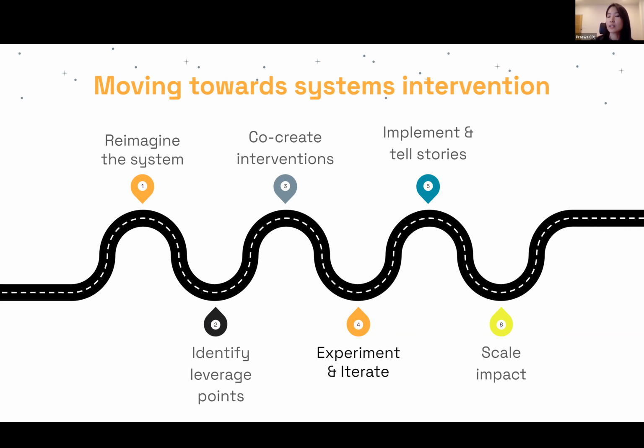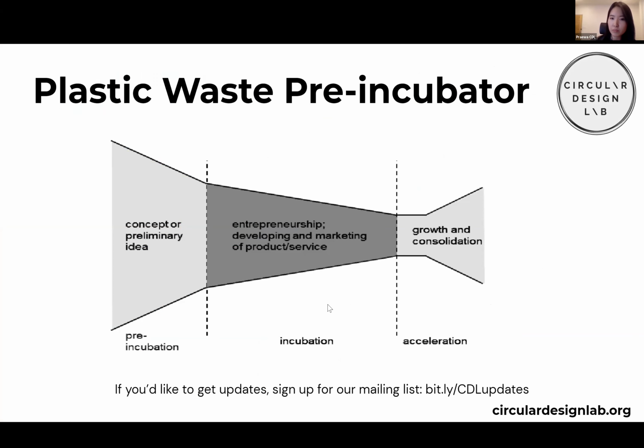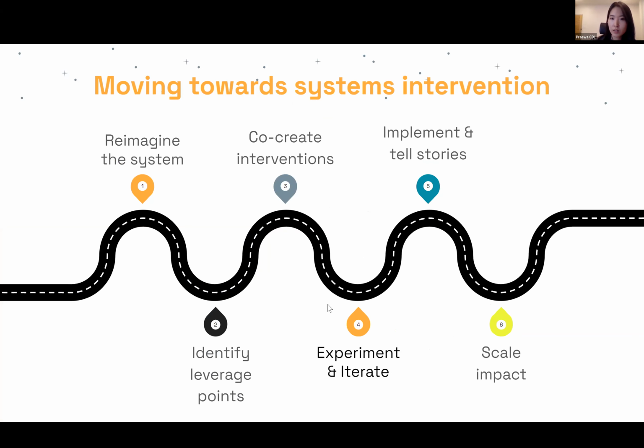But usually we do it in what we call a safe place to experiment, so we limit the risk of testing. And then implementation, telling stories, scaling impact, and ultimately we want to achieve system change. So over to you, Chris.